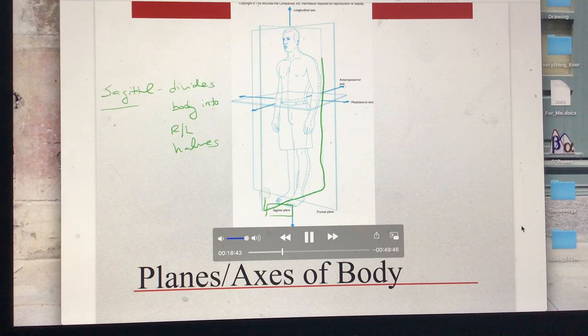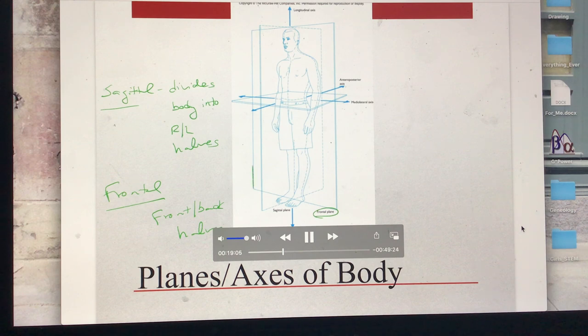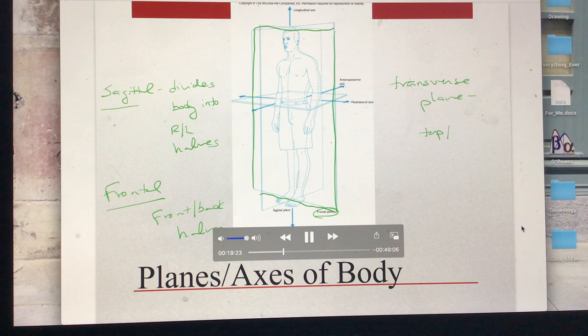Okay. The frontal plane, folks, you don't really need to think too much about that, because the frontal plane, as the name suggests, divides the body into front and back halves. So if I was going to outline the frontal plane, it would be this one. It divides the body into a front and a back half. And then lastly, we have the transverse plane. The transverse plane divides us into top and bottom halves. I'll put it in purple. This is the transverse plane.